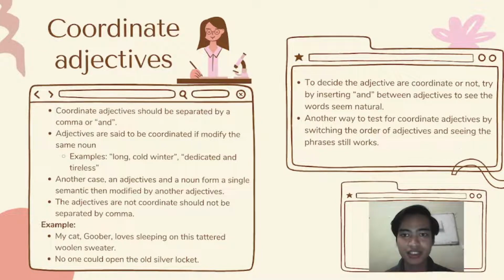To decide if the adjectives are coordinate or not, try adding the word and between the adjectives to see if the words seem natural. Another way to test for coordinate adjectives is by switching the order of the adjectives and seeing if the phrase still works. That's all from me.